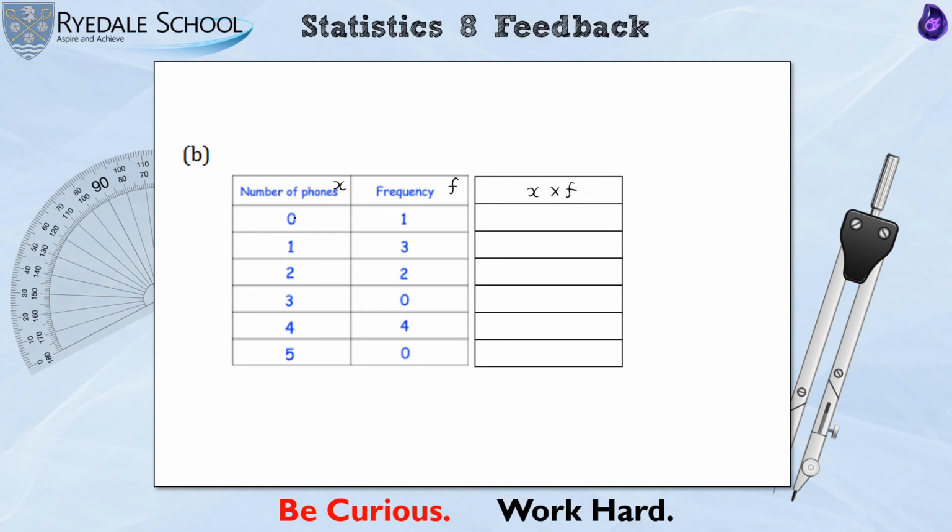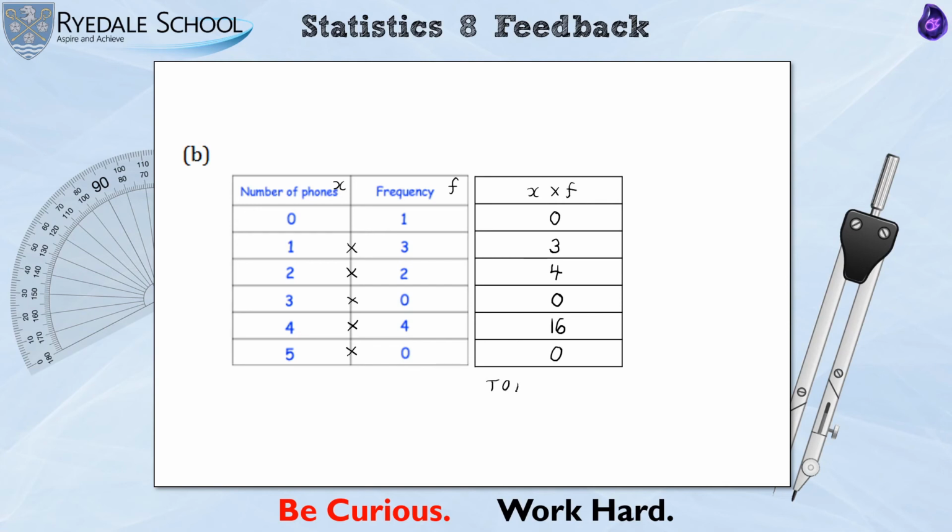So one person doesn't have a phone, so that's no phones. There are 3 people with 1 phone each, so they have 3 phones between them. There are 2 people, each with 2 phones, and 2 times 2, so that's another 4 phones. Sometimes just got to be careful multiplying by 0. So 3 times 0 is 0. There are 4 people with 4 phones, so that is 16 phones altogether. And there are finally no one with 5 phones, so that's 0 phones.